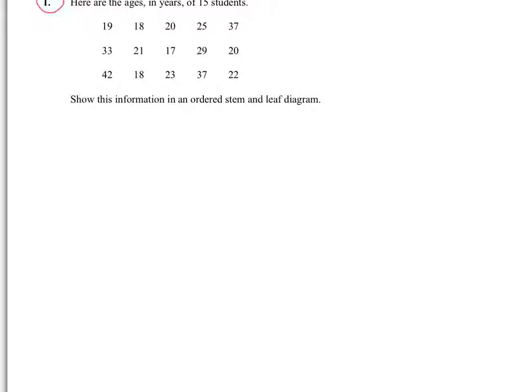We'll look at the numbers here. We've got a 19, we've got some numbers in the 20s, we've got some numbers in the 30s, we've got some numbers in the 40s. So our stems are going to be 1, 2, 3 and 4. And then let's go through. Well, 19, so I'll put a 9 there. 18, so I'll put an 8 down. 20, so I'll put the 0.